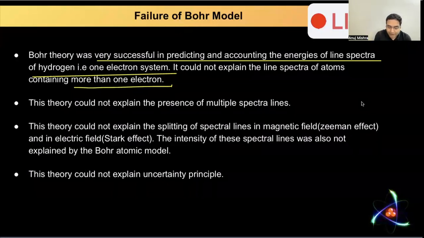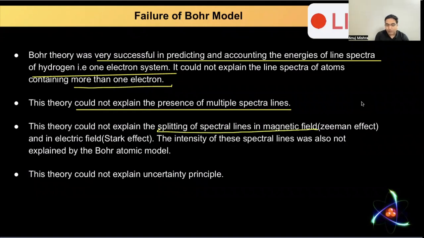This theory could not explain the presence of multiple spectral lines. So why are multiple spectral lines there? This theory could not explain that. This theory could not explain the splitting of spectral lines in a magnetic field, which is called the Zeeman effect, or in an electric field, which is called the Stark effect.